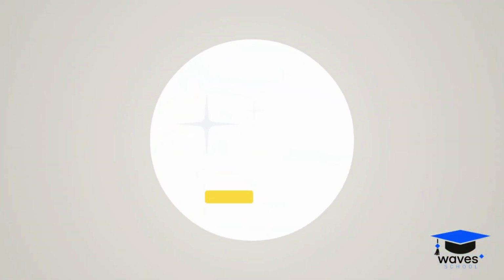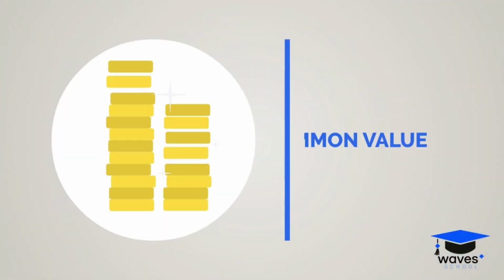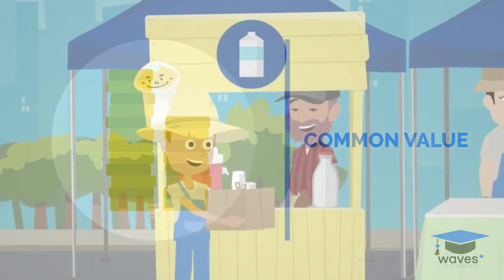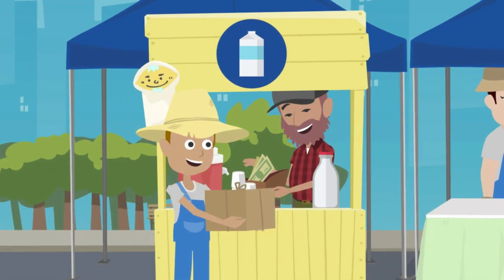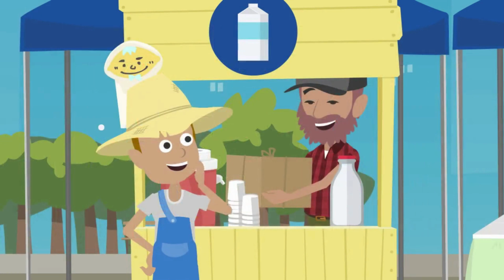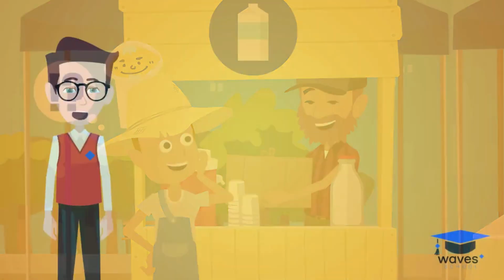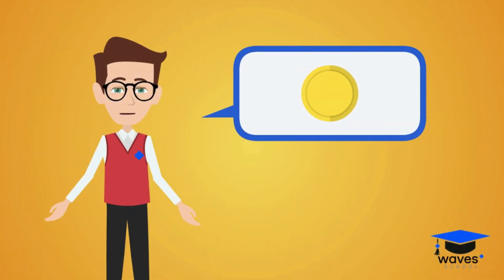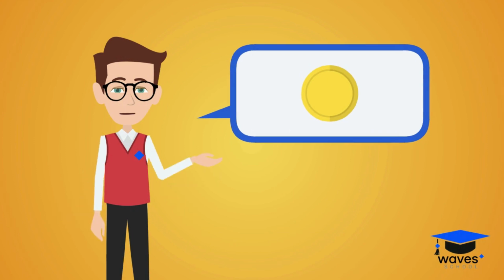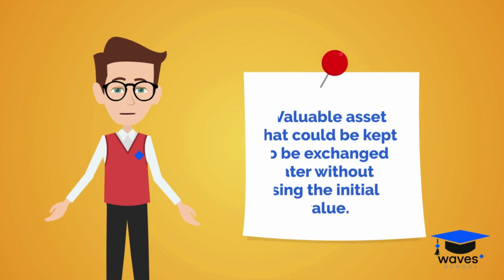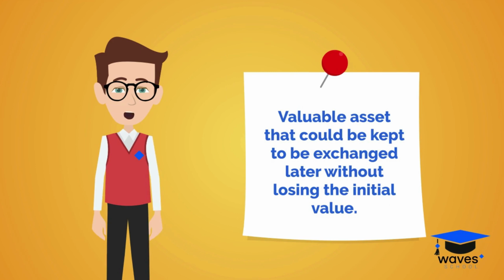Money was created to solve these problems as a means of exchange with a common value for the whole society. This way, the farmer would exchange his potatoes for money, giving him the possibility to buy other products. This is how money was born, creating the first gold coins, considered as a valuable asset that could be kept to be exchanged later without losing the initial value.